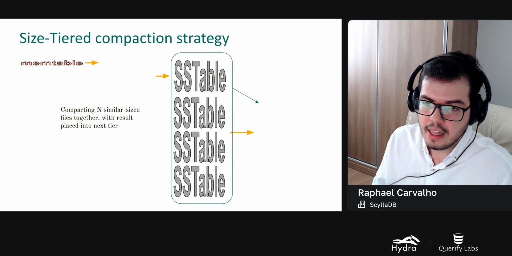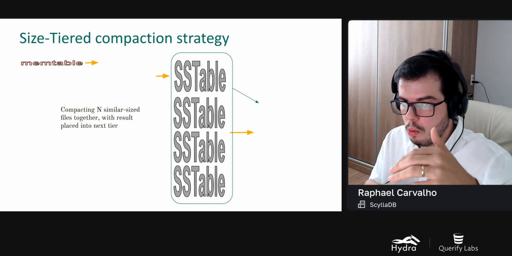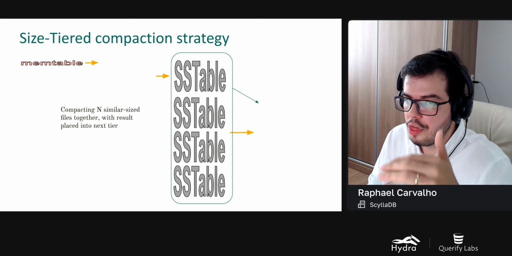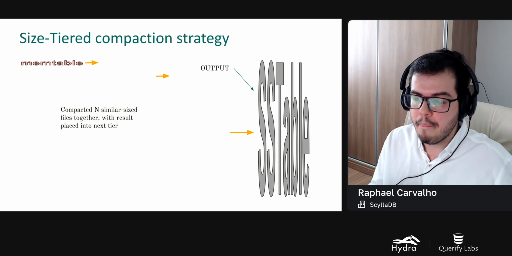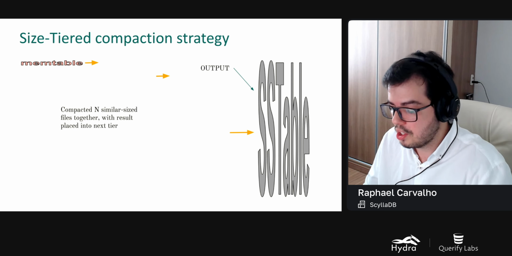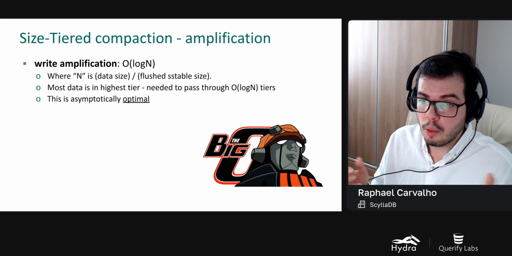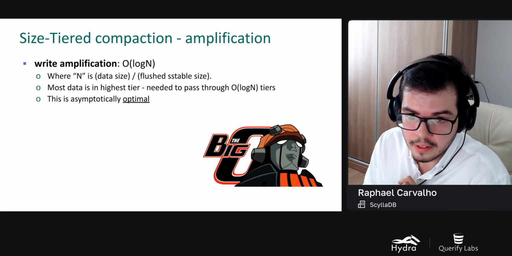And that's exactly how the tiered policy works. We wait for accumulation in a given bucket, and we compact the input data into the output, and we remove the input data after the compaction process completed. So the write amplification for tiered policy is log n.